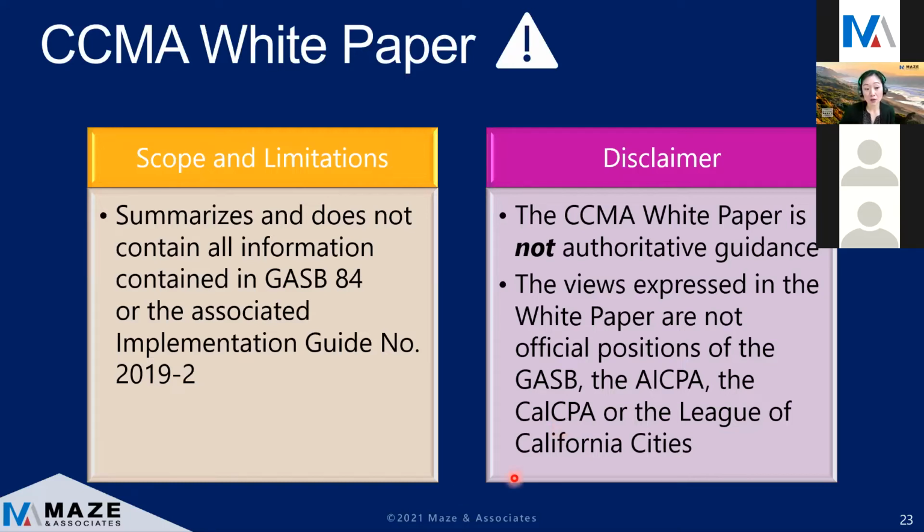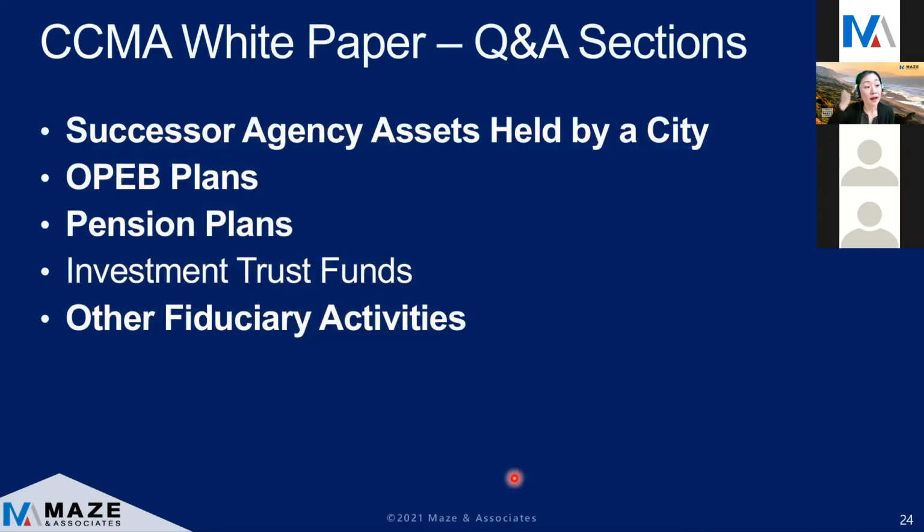Okay, so at the end of this white paper, they have 4 sections that have Q&As, and I really like them because they're very practical. They talk about successor agencies, OPEB plans, pension plans, investment trust funds, and other fiduciary activities. So we have maybe about 20 minutes. I'm going to try to get through some of these examples, and then we'll stop at about 11:50, and then we can answer your questions. Okay.